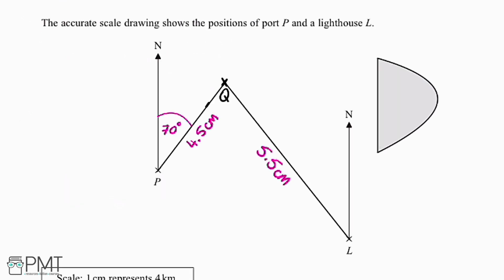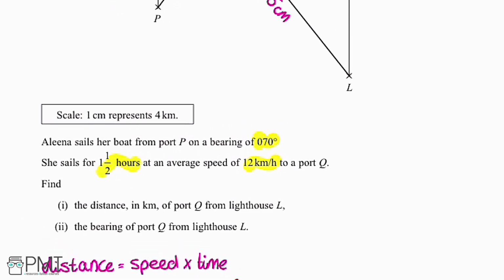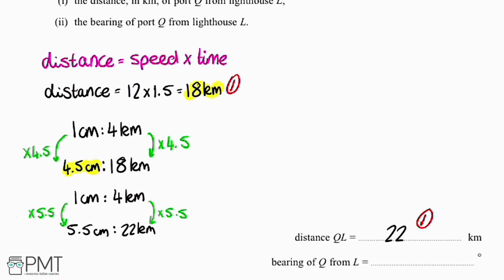So our answer to part 1, the distance from port Q to lighthouse L, is 22 kilometres. You get the first mark for the bearing of 70 degrees here. Second mark for using distance as speed multiplied by time to get 18 kilometres here. We get a third mark for then drawing the line that's the length of 4.5 centimetres. And the fourth mark for the final answer of 22.